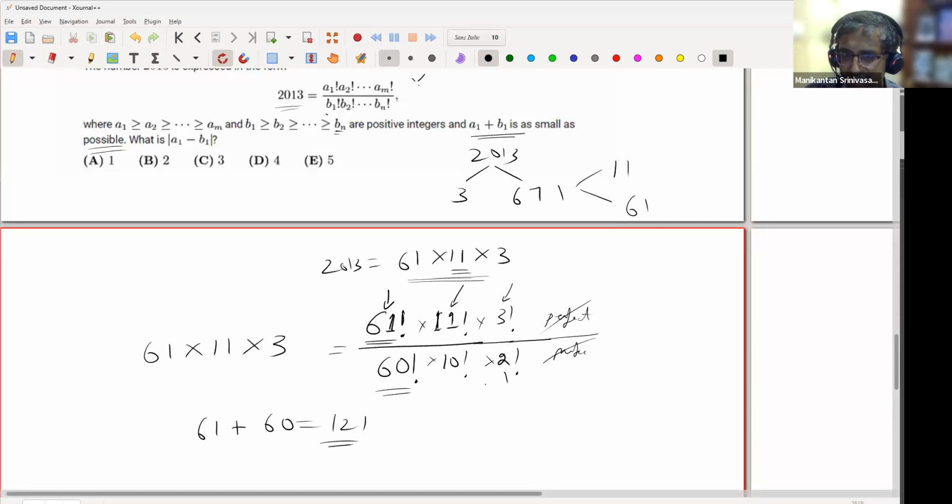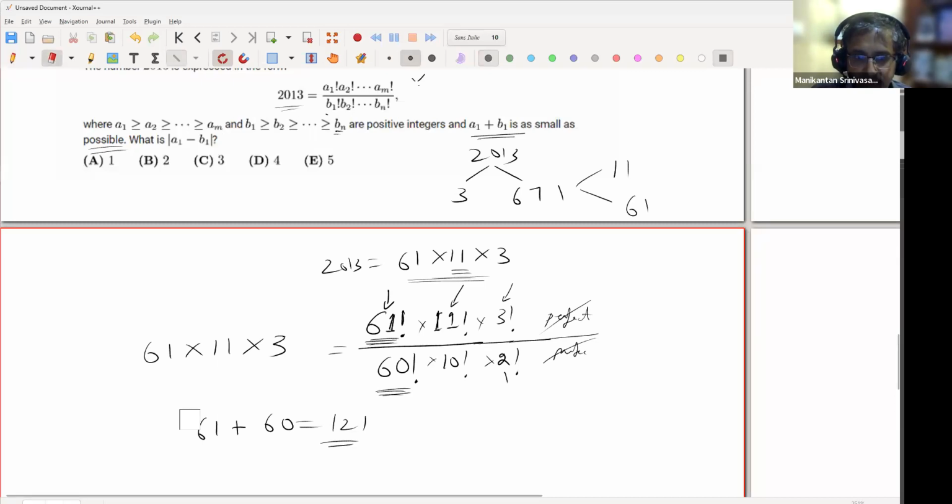Now, 61 is prime. So the only way I can get 61 is having 61 itself. But 60 is not prime. I can generate 60 through other ways. If I have a prime number, the only way to generate the prime number is having itself. But 60 is not prime. 60 is a product of several primes. So can I generate 60 some other way?